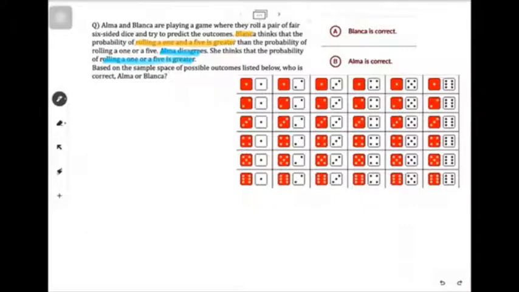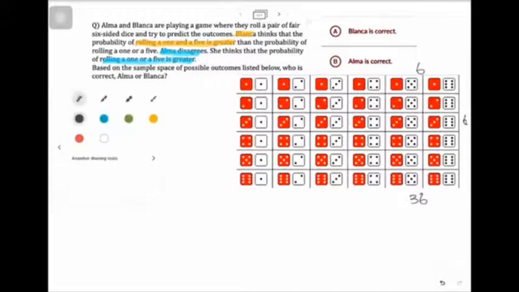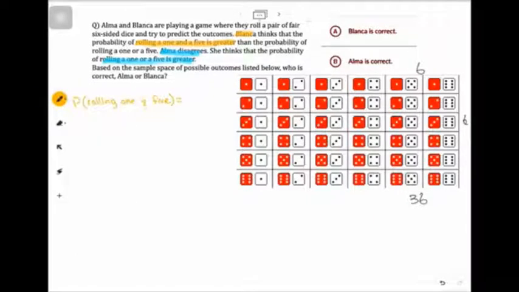Here we have 6 by 6 rolling dice, which makes 36 outcomes. Let's start with Blanca. The probability of Blanca's event, rolling 1 and 5, equals, as you can see here, there's 1 and 5, and there's 5 and 1. So it's 2 out of 36.